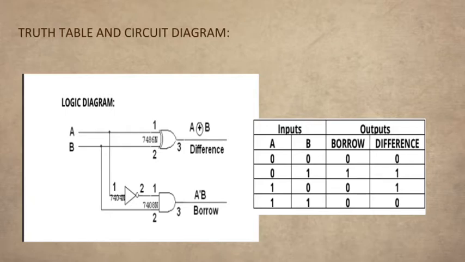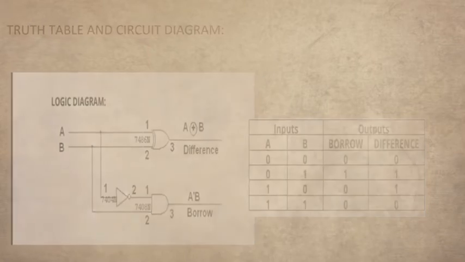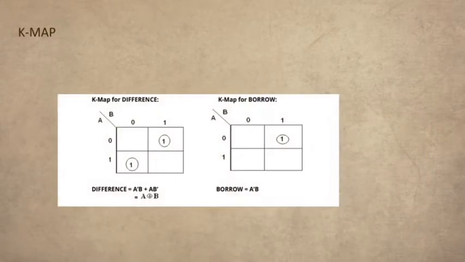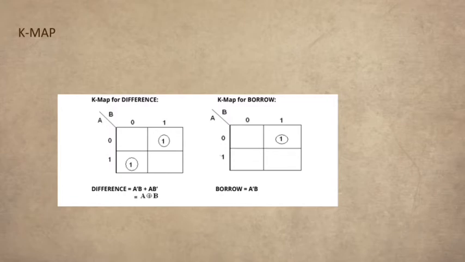If we give input 0 and 0, the borrow would be 0 and difference would be 0. If we give input 0 and 1, borrow is 1 and difference is 1. If we give input 1 and 0, borrow is 0 and difference is 1. If we give input 1 and 1, the borrow is 0 and difference is 0. This is the K map.